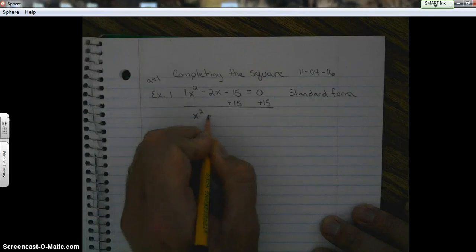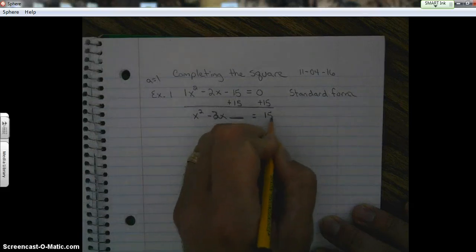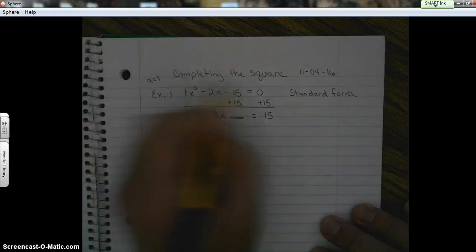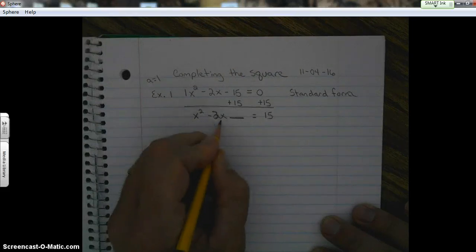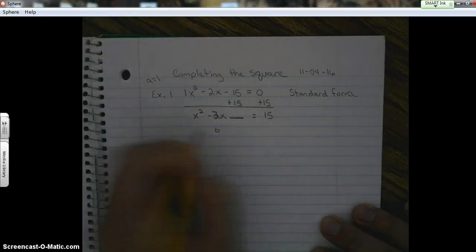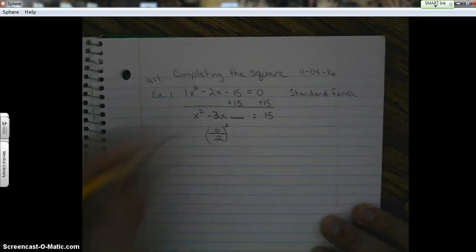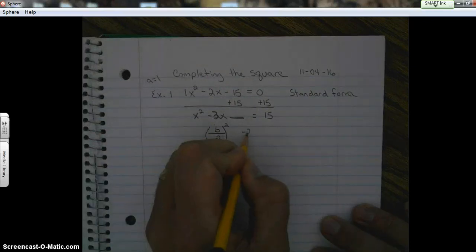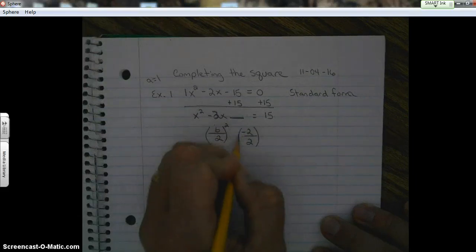So now we want to make a perfect square, so we're going to leave that blank. To do that, we take the b value, whatever the b value is, we divide it by 2, and then we square it. Okay, so here's our b value. Our b value is -2. We're going to divide it by 2, and then we're going to square that answer.